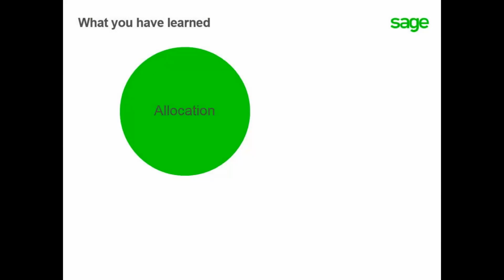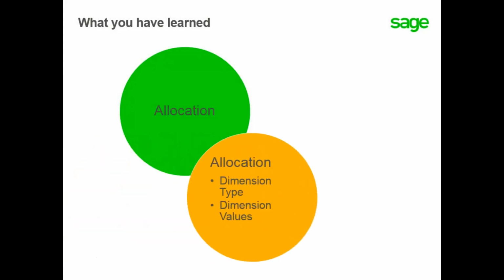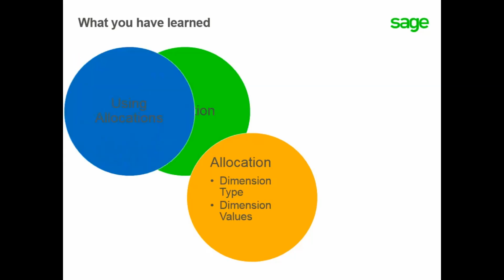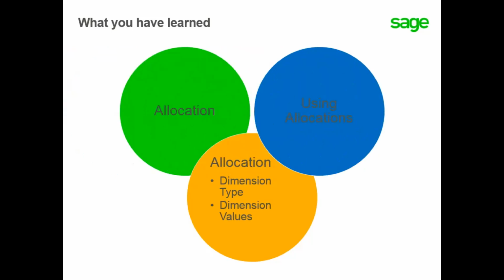In this lesson, you have learned about creating and using analytical allocations. When building the allocation, you choose what dimension types and dimension values you will be distributing across. And finally, when using the allocation, you choose the account to post to and choose the allocation to distribute across the dimension values.